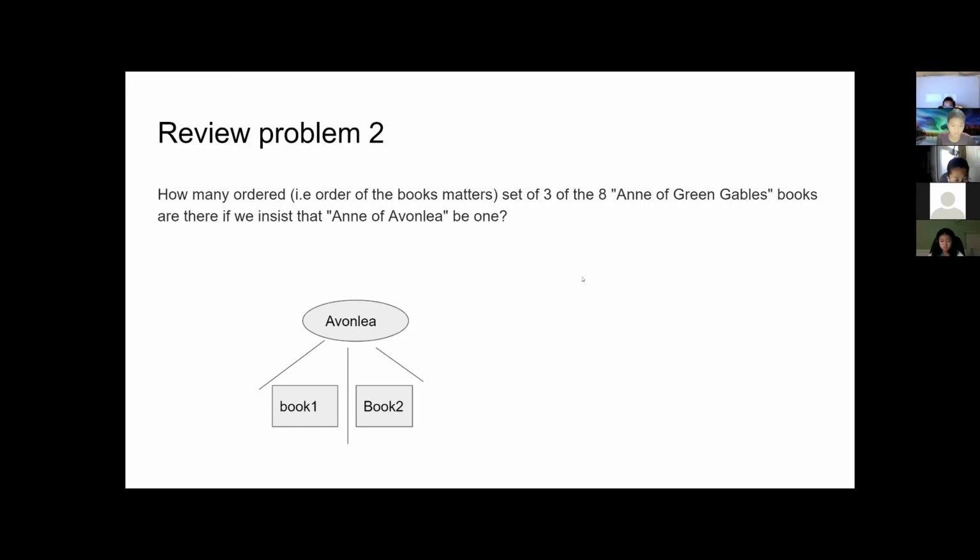So you multiply by 3 factorial. Yep, that's correct. So basically you pick 2 out of 7. You already have 1. You pick 2 out of 7. Once you have them, you will do a full arrangement.